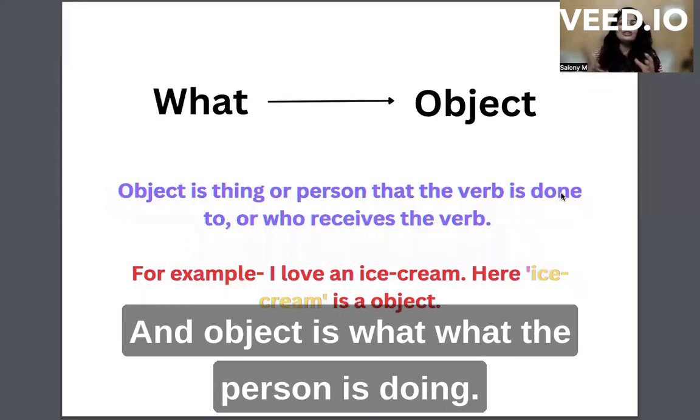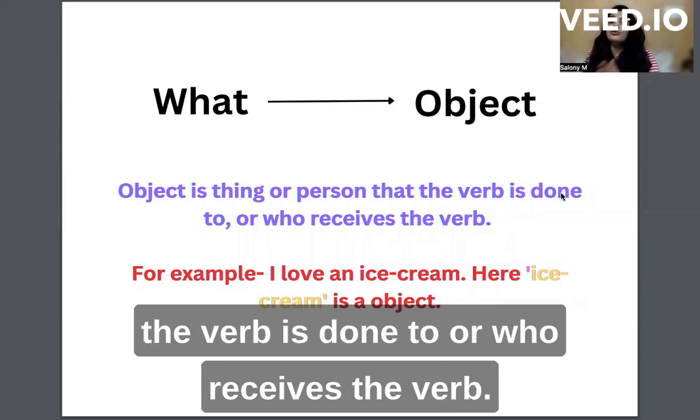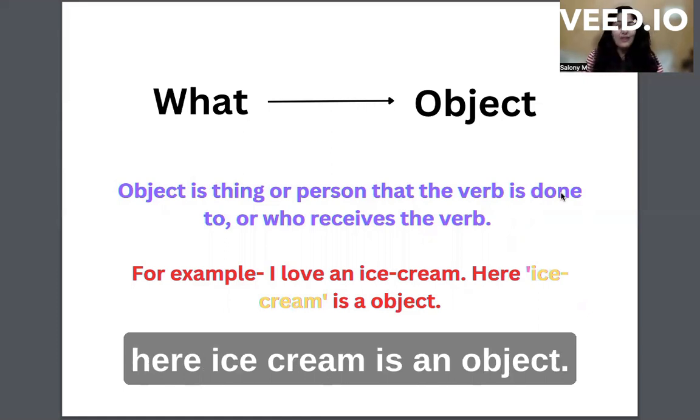And object is what the person is doing. So object can be a thing or a person that the verb is done to or who receives the verb. For example, I love ice cream. Here ice cream is an object.